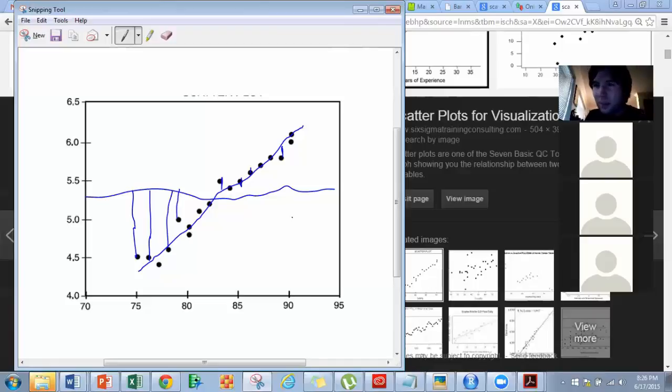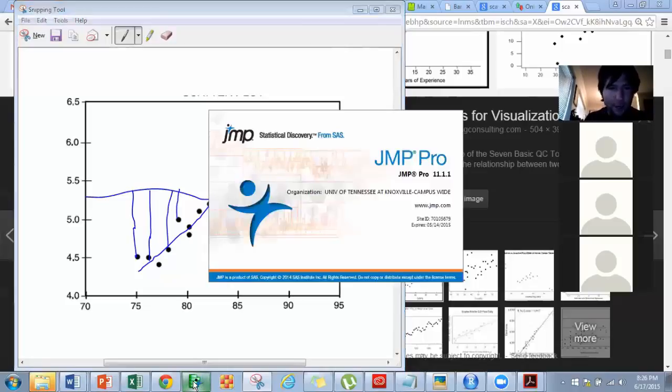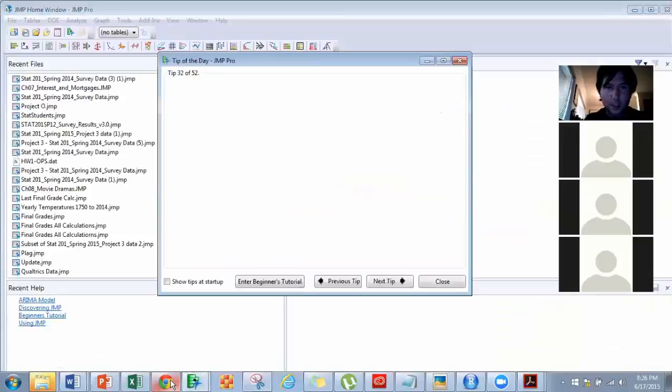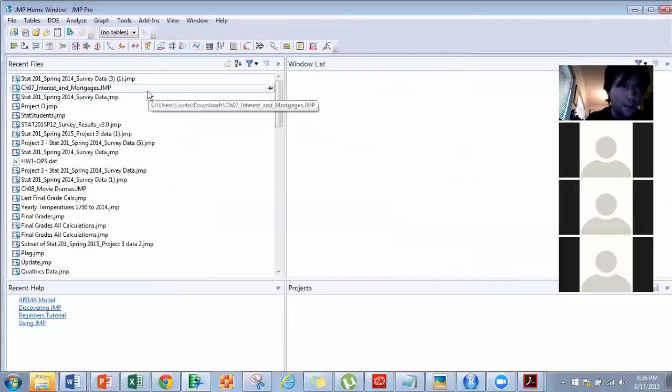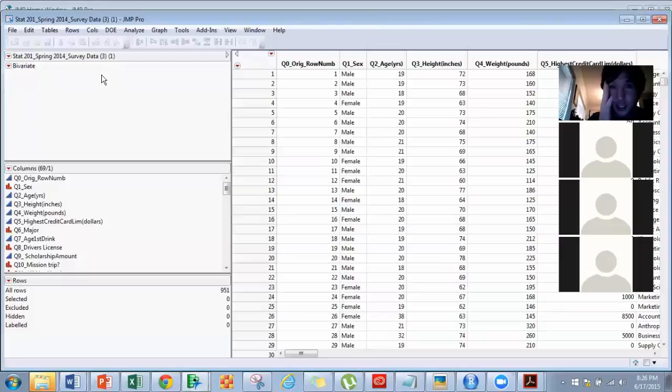And so, but you have to realize, I mean, I'm gonna pull up something here. I have a lot of fun data sets. I'm always messing around with data. This is craziness. So, oh, what's the tip of the day? Like, oh, select multiple bars, and oh, that's awesome. So awesome. I didn't even read it.